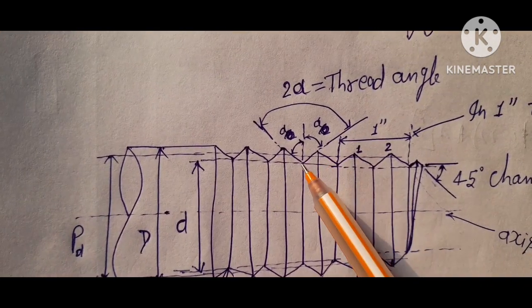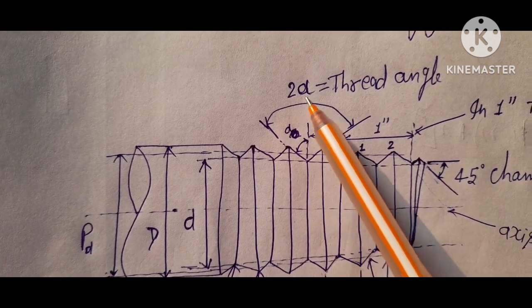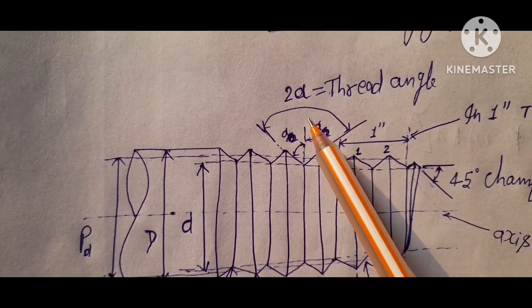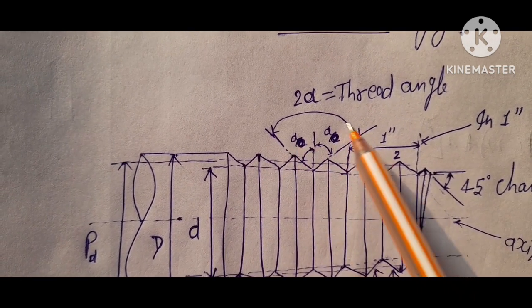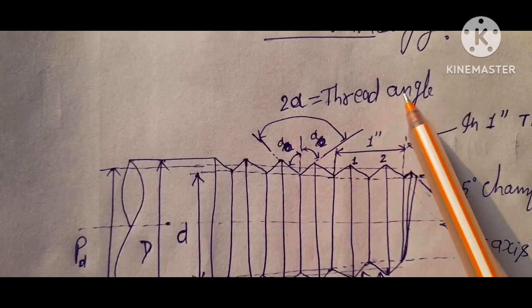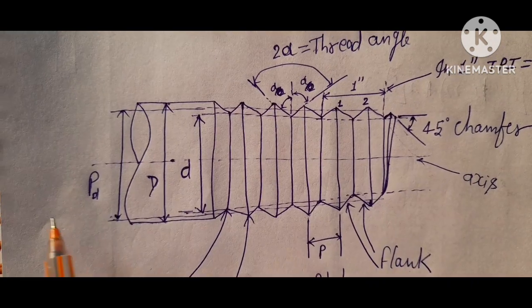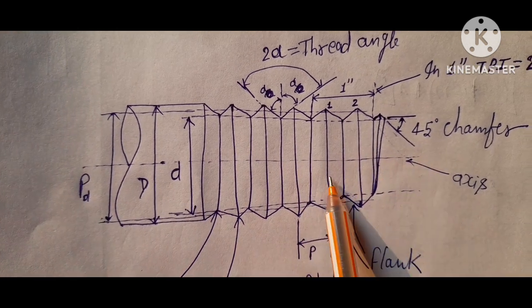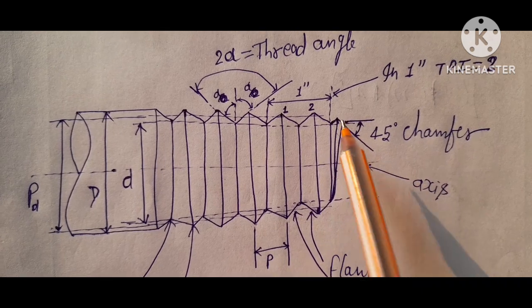Okay, now these angles are known as thread angle. Friends, this angle is alpha and this angle is alpha, and the total angle is known as thread angle, 2 alpha. Friends, this centered axis is known as axis.